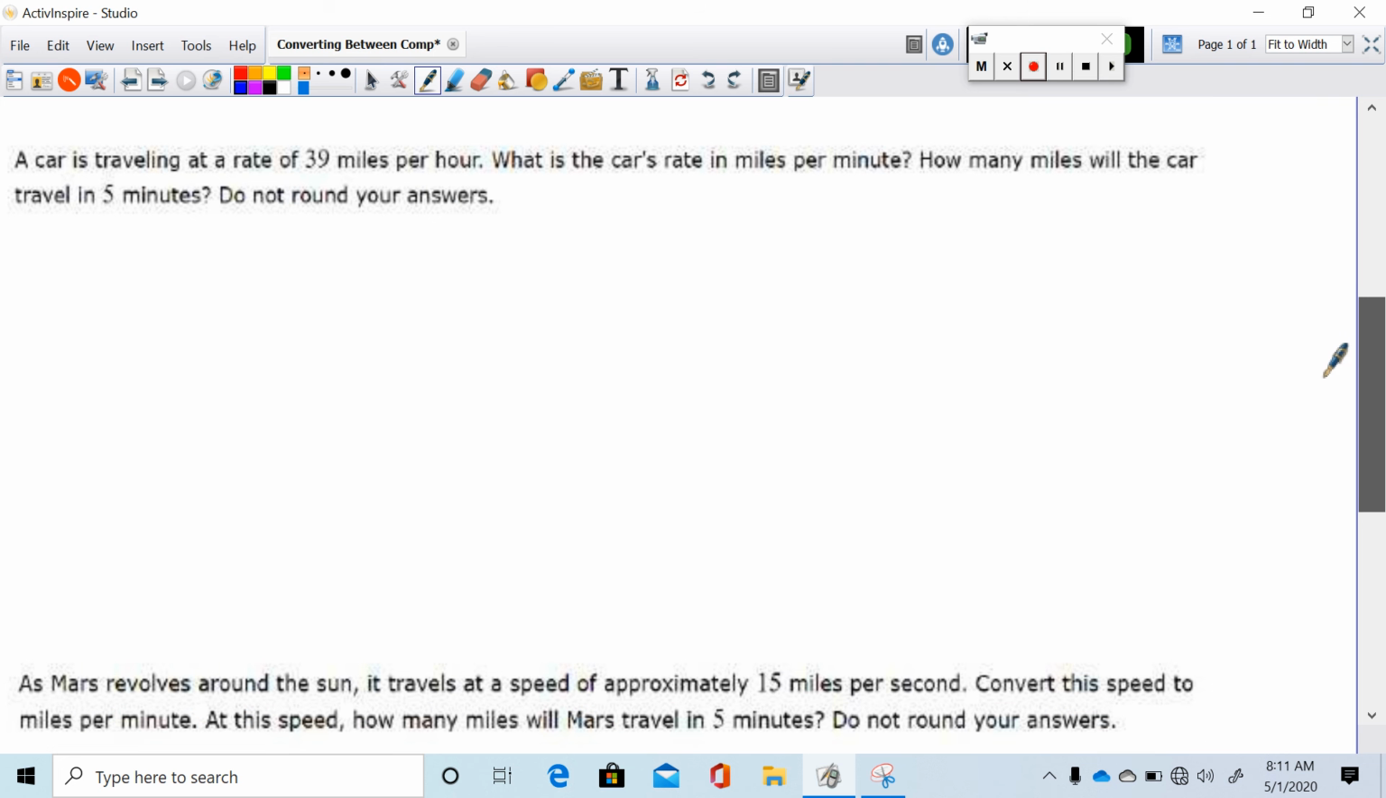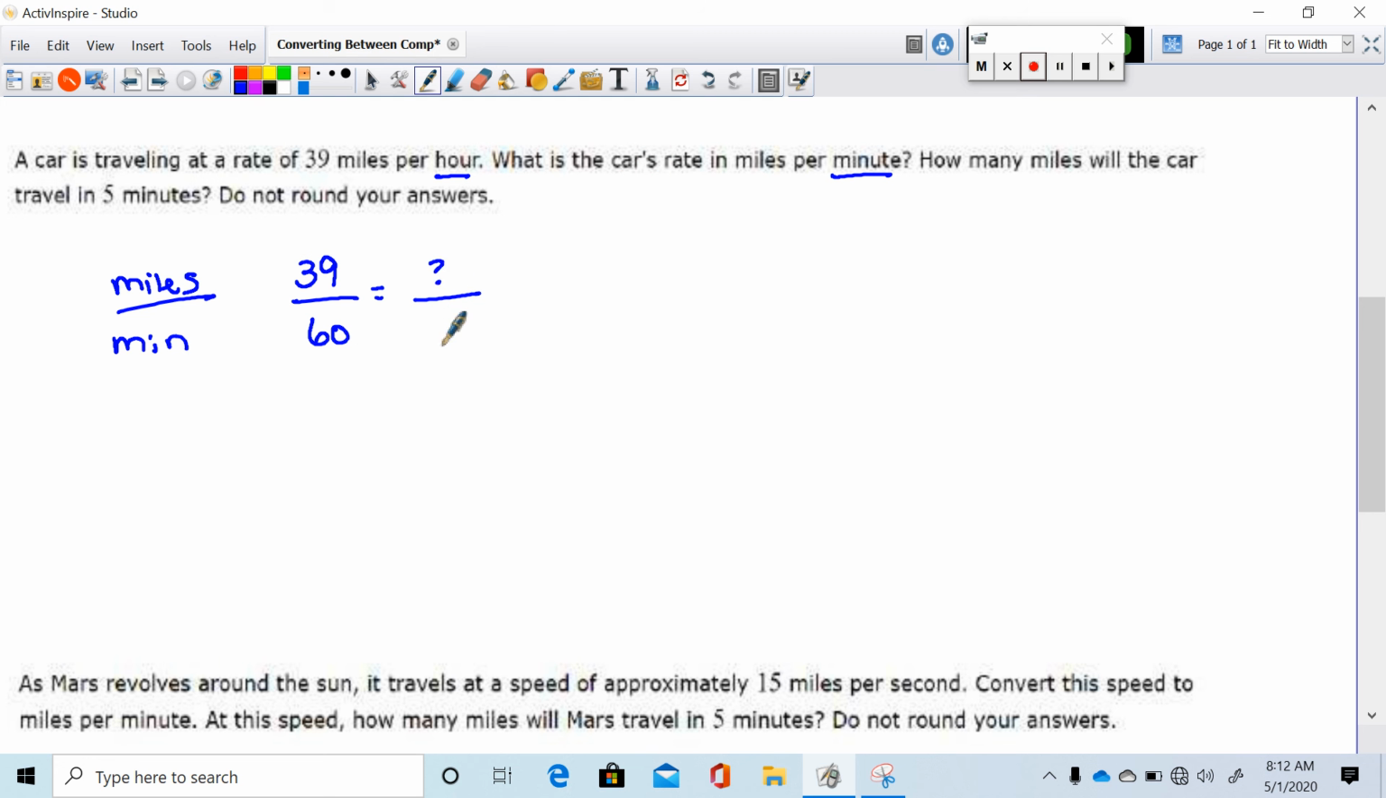Okay, so find the smallest unit of measurement first. We're talking about hours and minutes. Again, minutes is smaller, so I'm doing miles this time. Miles, and then the smallest unit of measurement is minutes. Set up my proportion, 39 miles per hour, so that's 39 miles in 60 minutes, because there's 60 minutes in an hour. What's the car's rate in miles?